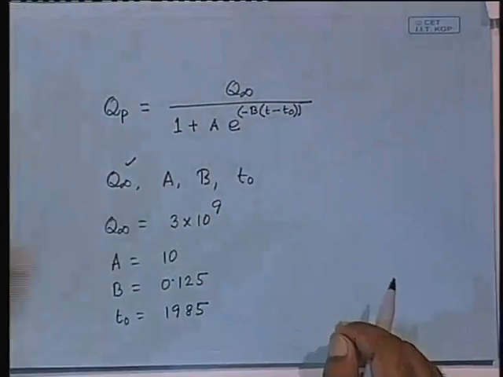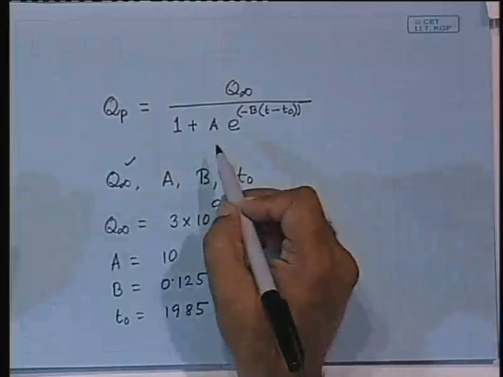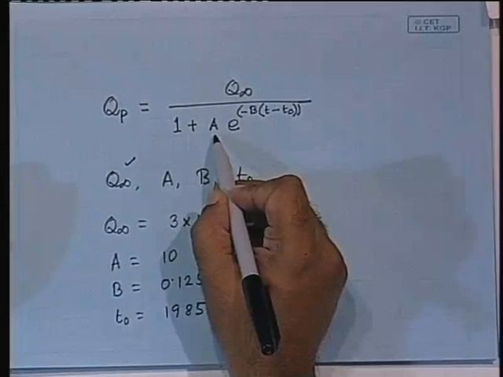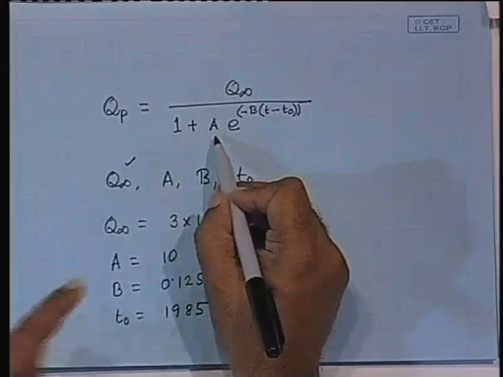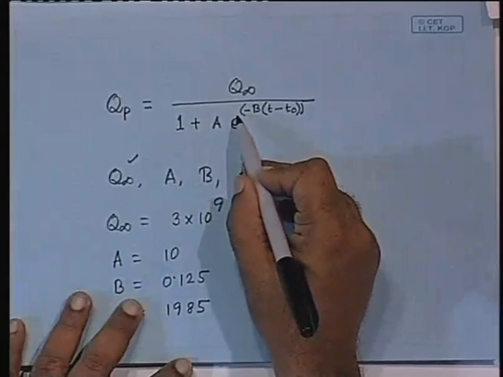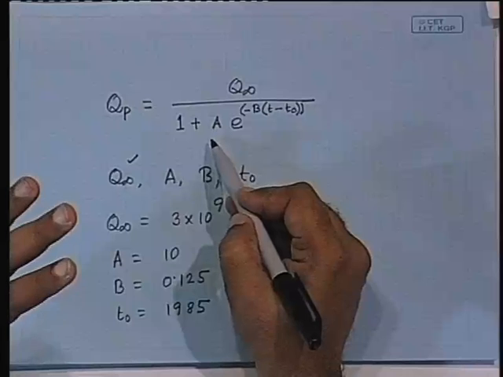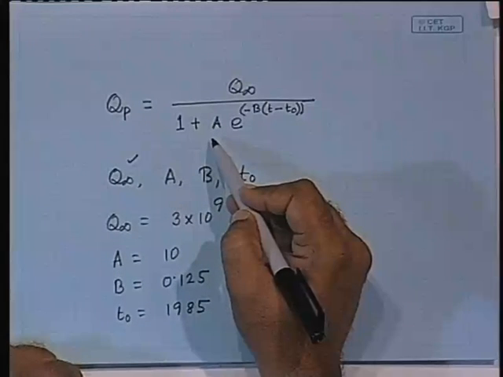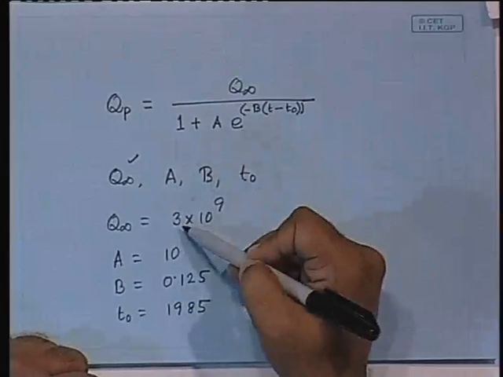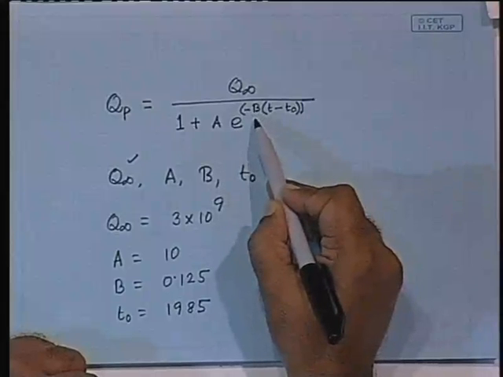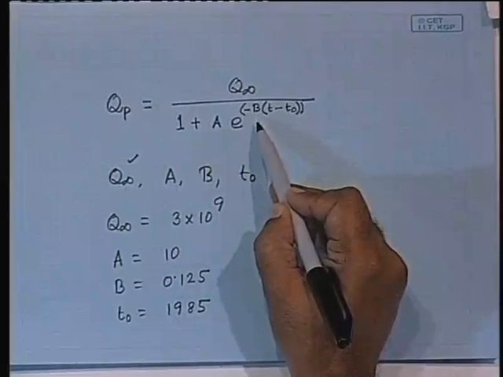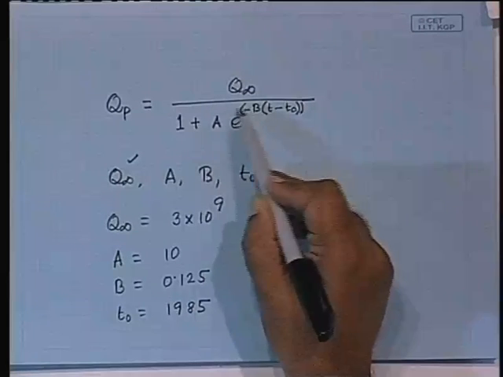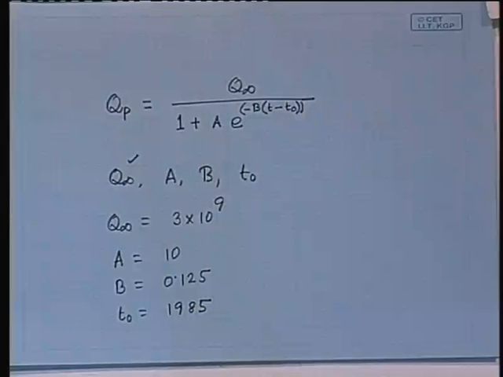Let that be your datum curve. Now, vary A up and down and draw 2 more curves, keeping everything else fixed. Okay. So, that will tell you the effect of A. Then keep the A there and vary B, and again draw curves. That will tell you the effect of B. Similarly, keep A and B constant and vary T naught. That will tell you the effect of T naught.